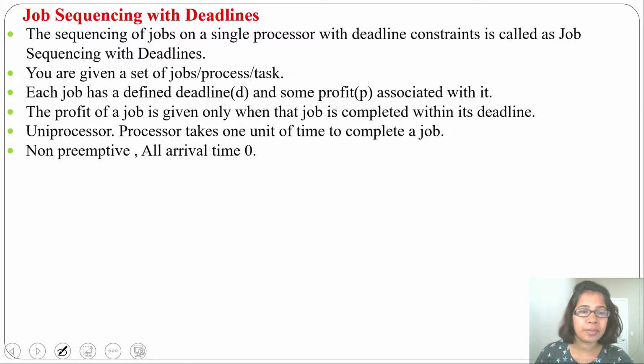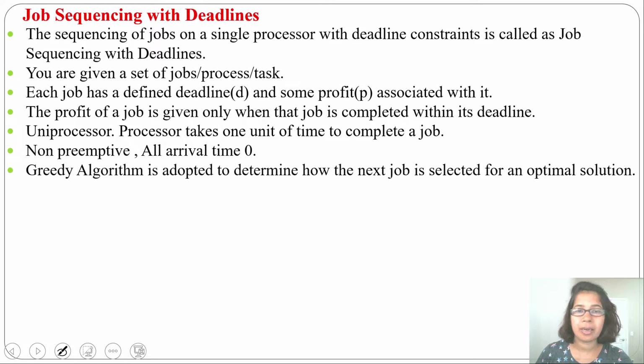And it is non-preemptive. Non-preemptive means it cannot hop to another job. First it needs to finish one job, then it can go to another job. In between it cannot hop. And all arrival times are the same. All arrive at the same time. There is no queue. So how will we solve this problem using the greedy approach?